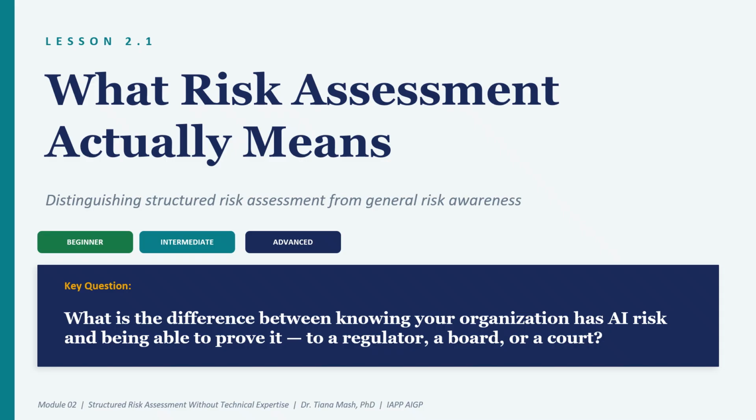What is the difference between knowing your organization has AI risks and being able to prove it to a regulator, a board, or a court, or as we call it, a governing body? Most organizations know they have AI risks. I mean, everybody should know AI may have risk or potential risk. Very few can prove it, but the gap between knowing and proving is what structured risk assessment closes.